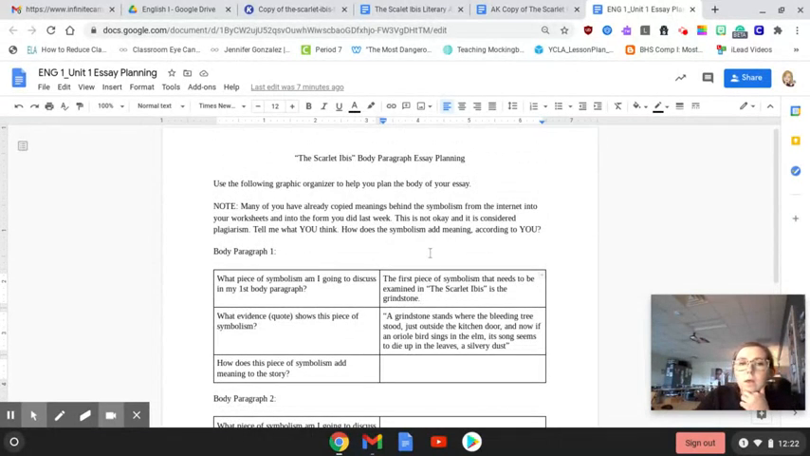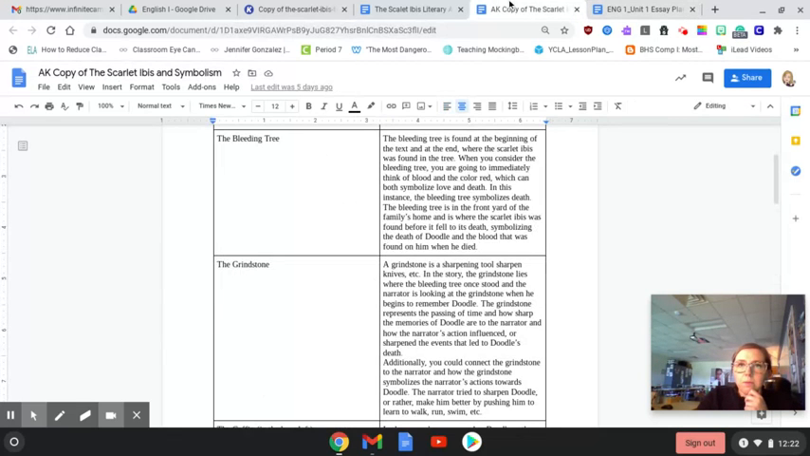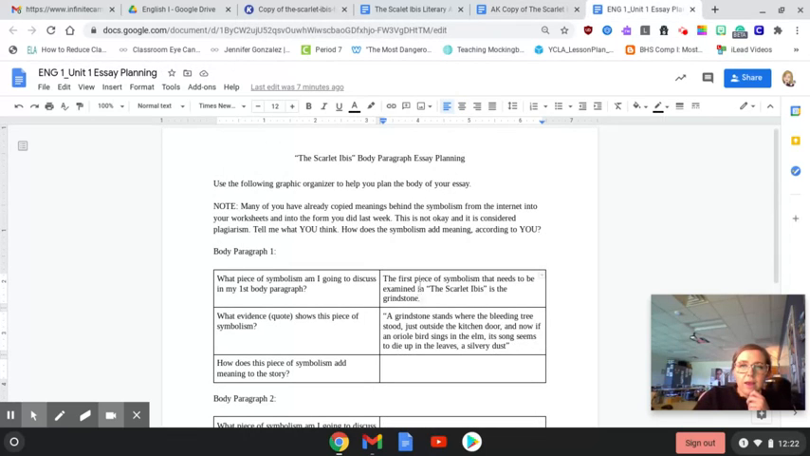So it asks you to identify the following. What piece of symbolism am I going to discuss in my first body paragraph? And what evidence shows this piece of symbolism? So if I were going to talk about the grindstone, which is an example right here, I would state in this first box: the first piece of symbolism that needs to be examined in The Scarlet Ibis is the grindstone. That is a complete sentence that does not have an I statement that tells the audience what we are examining in that first body paragraph.